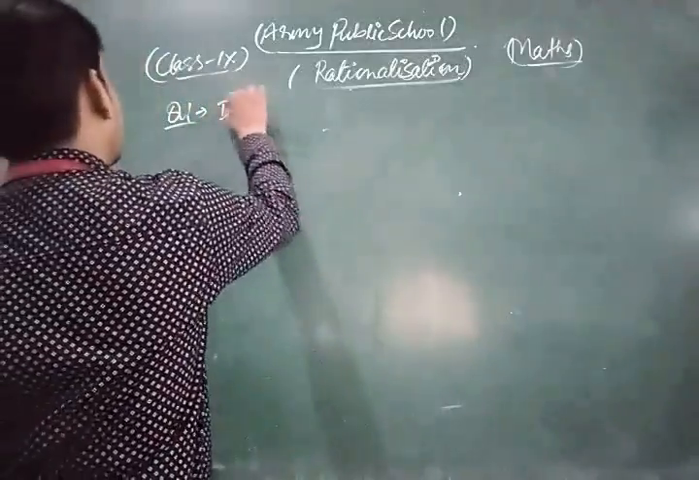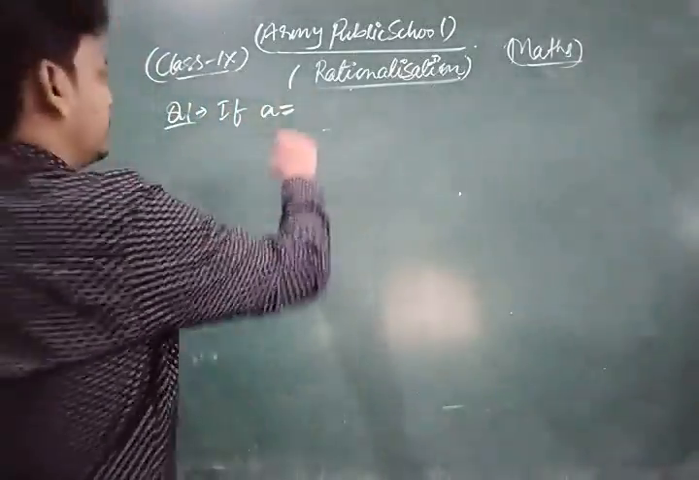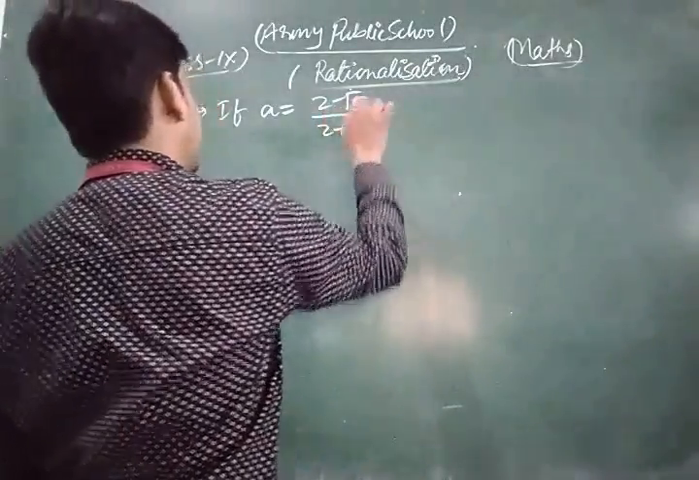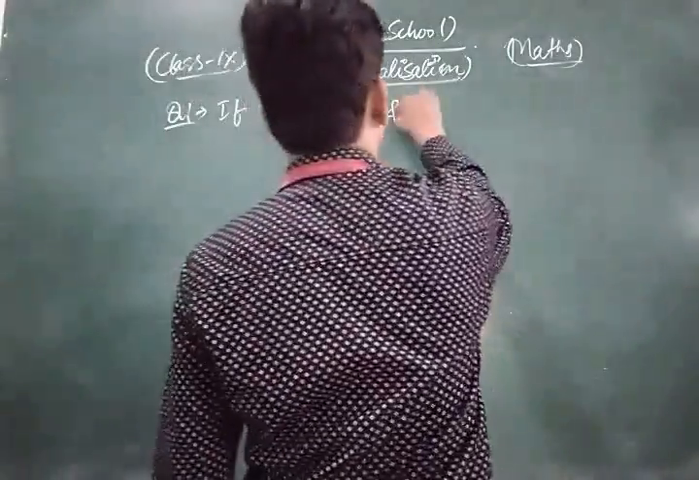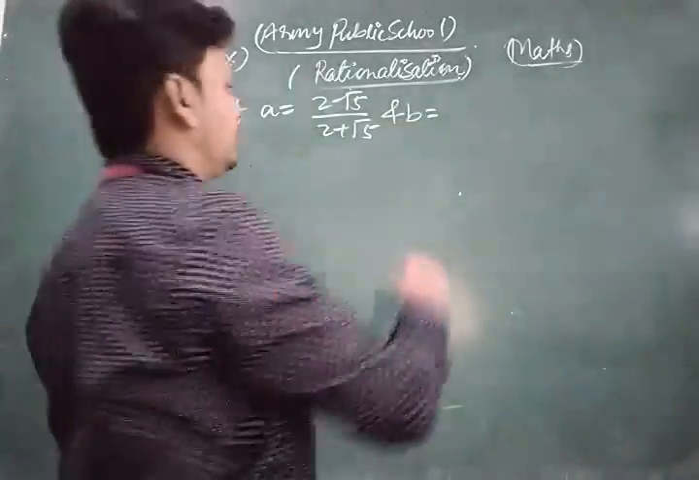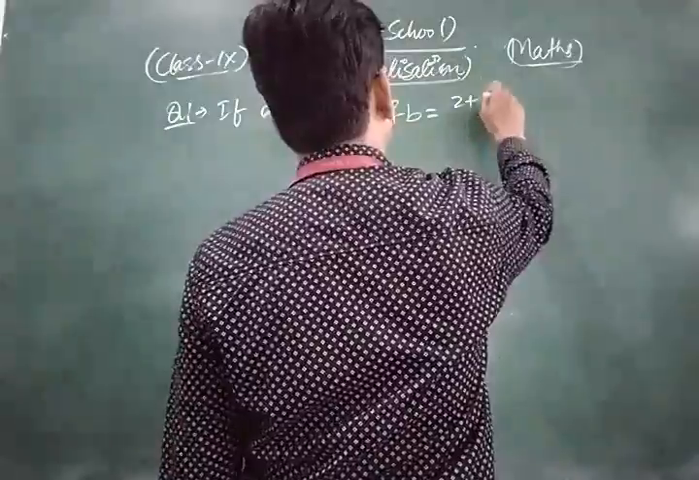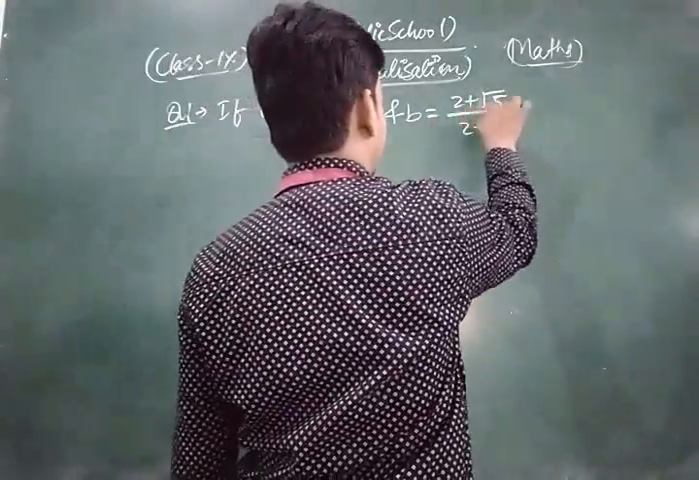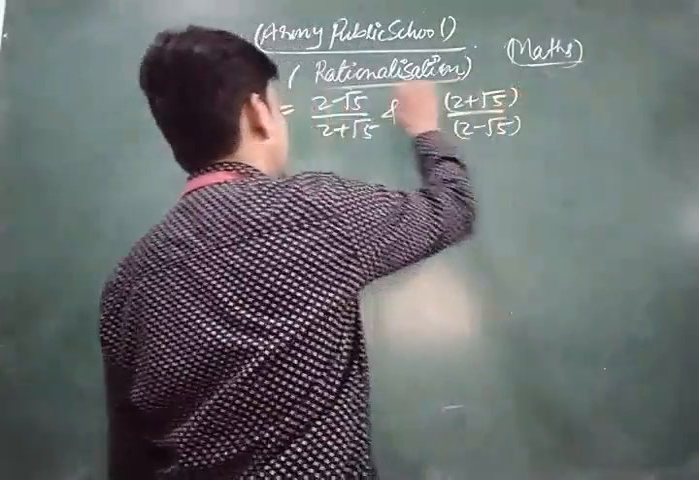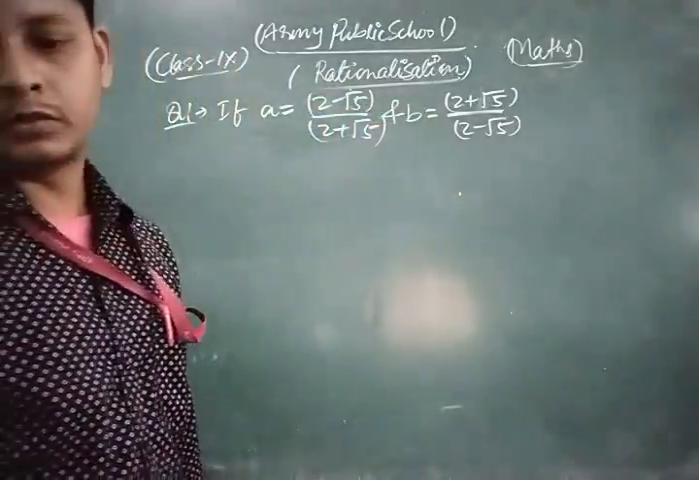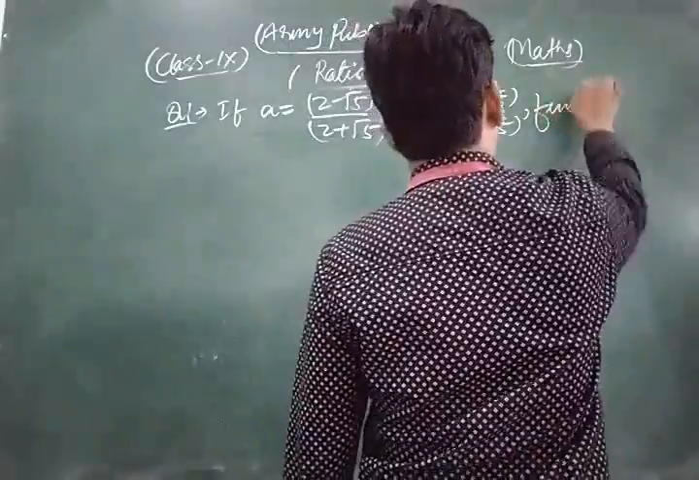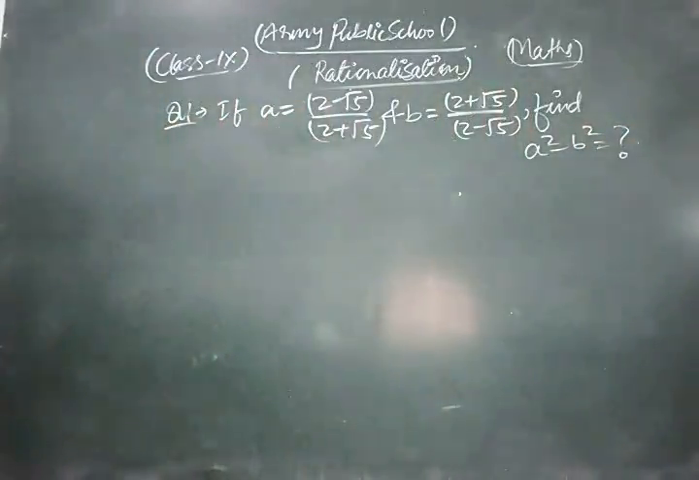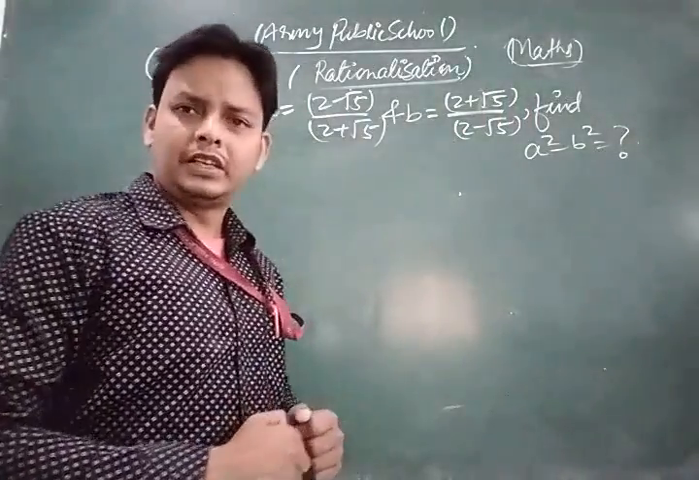The question is: if a is equal to 2 minus root 5 upon 2 plus root 5, and b is equal to 2 plus root 5 upon 2 minus root 5, find a square minus b square.